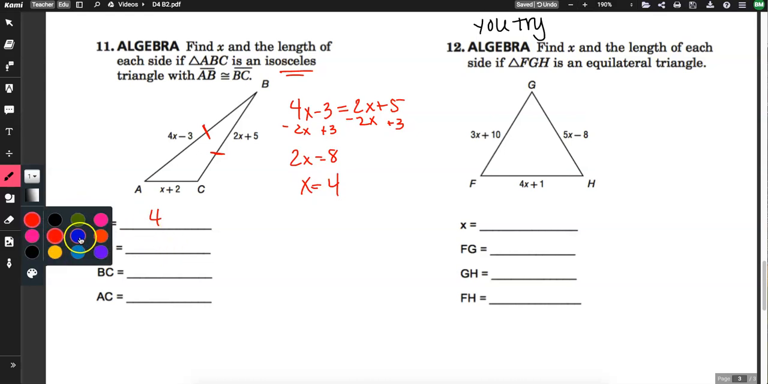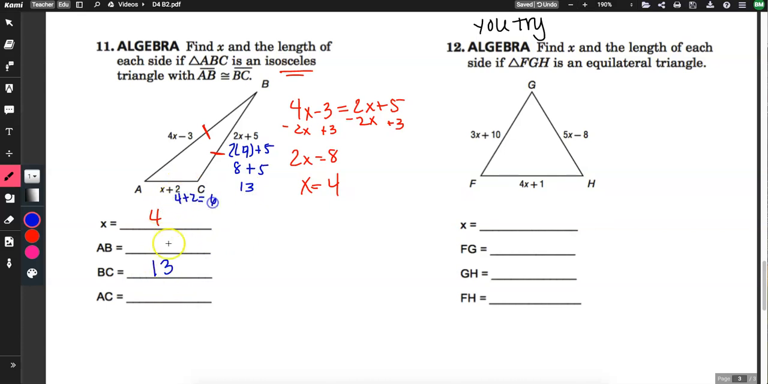Lastly, I just need to plug in my values. 2 times 4 plus 5, 8 plus 5 is 13, so that's BC. 4 plus 2 is 6, that's AC. And 4 times 4 minus 3, which is 13. Okay, and that's just a good way to double check here that these are congruent as well, plugging them both in. I know they should be the same, but good double check.